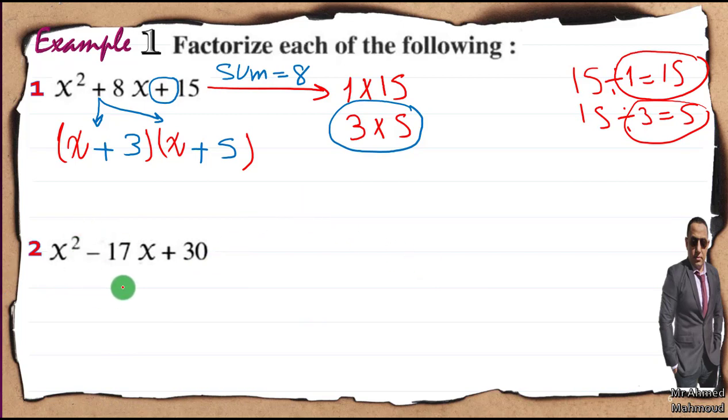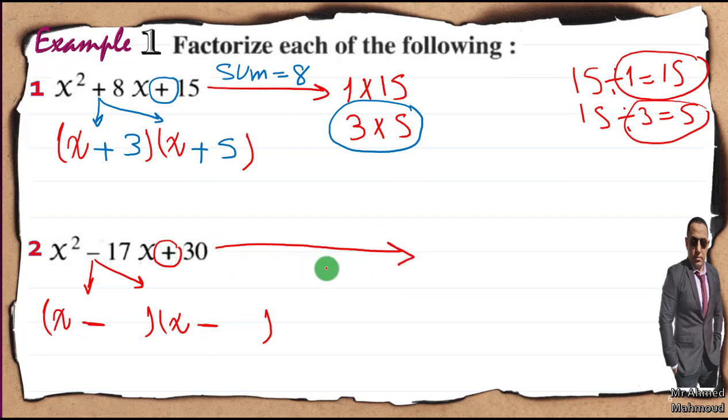x² minus 17x plus 30. Here I have two brackets. Distribute x² as x and x. Here the sign is positive, so I'm going to repeat the middle sign: negative, negative. Now I'm going to factorize 30.